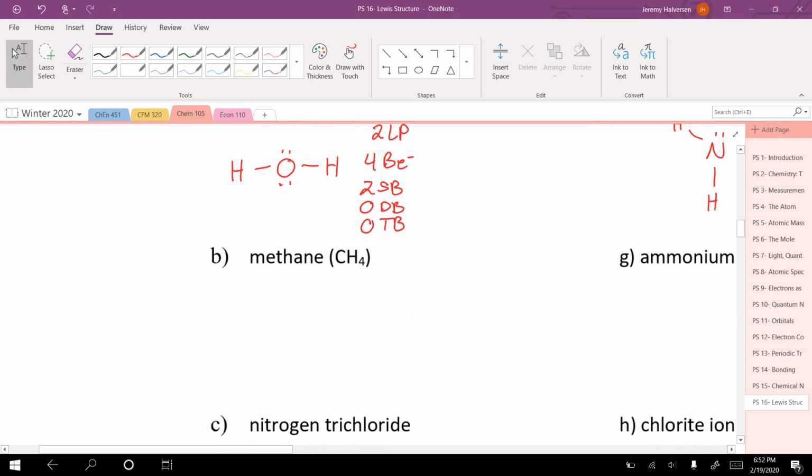Okay, methane. So I've got 4 plus 4 times 1 gives me 8. C is going to go in the middle. Hydrogen, hydrogen, hydrogen, hydrogen. I need 8 electrons, 2, 4, 6, 8. So I've got all my electrons on the table. Formal charges. Hydrogens are all going to be 0 because they own 1 electron. Carbon wants to own 4. It owns 1, 2, 3, 4. So it's got a formal charge of 0. That means we're done.